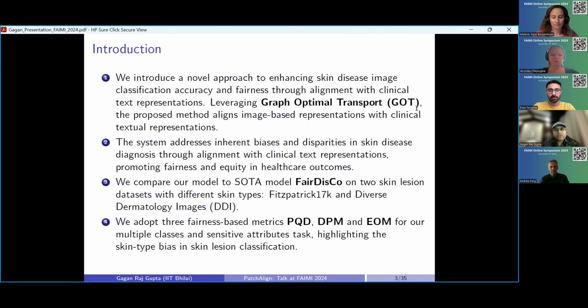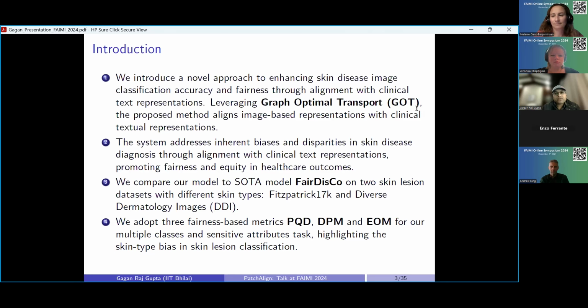We leverage graph optimal transport as a means to align the image representations with the clinical textual representations of the disease or the skin conditions. And we found that this reduced the bias and the disparities in skin disease diagnosis, which I'll share some results on.